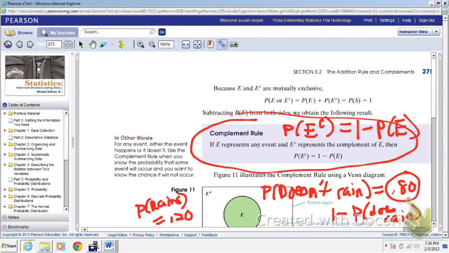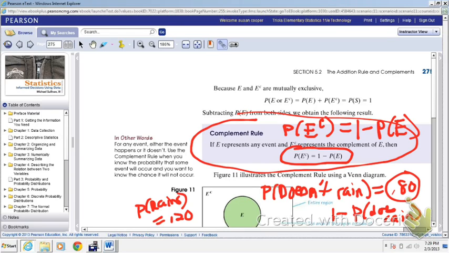A lot of these things you just do naturally, but now we're attaching laws and rules to them. A lot of people get really hung up on this notation. It's nothing fancy, it's just math notation for what you know to be true. The probability that something doesn't happen is equal to 1 minus the probability that it does, and vice versa. The probability that something happens is equal to 1 minus the probability that it doesn't.